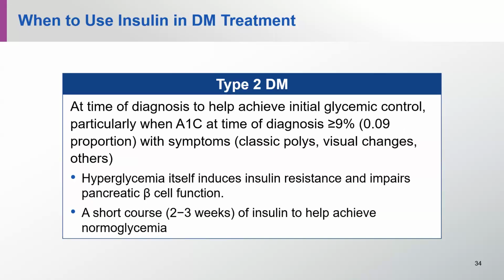Couple of things with type 2 diabetes. This has long been a recommendation by ADA, that if the patient presenting with type 2 diabetes at the time of the diagnosis has an A1C of 9 or higher, particularly if they have symptoms like the classic polys, visual changes, and others, to start them on a short course of insulin to help achieve normal glycemia because that hyperglycemia induces insulin resistance and really impairs pancreatic beta cell function, I should say. So it kind of stuns those pancreatic beta cells.